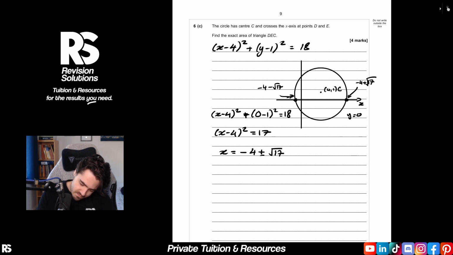So the difference, or the width of these, is just going to be 2 lots of root 17. And the height of this triangle, because we want to find this triangle DEC, let's do it in red so we can see it a bit better. So there's our triangle there. So the base is 2 root 17, and the height from the x-axis we can just get from the y-coordinate, which is 1.